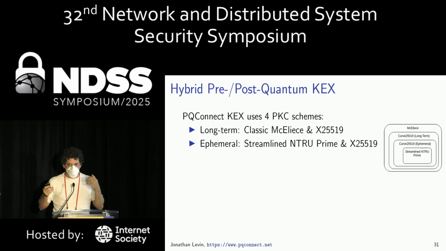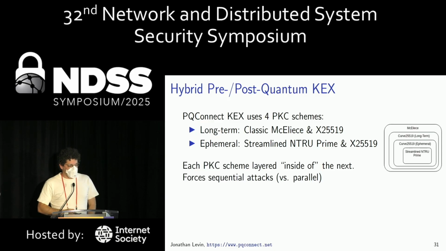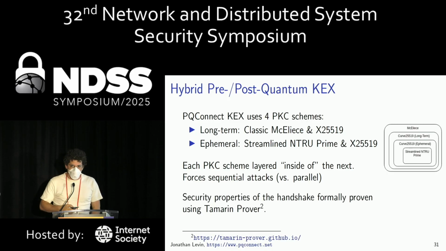And we're using both pre-quantum and post-quantum schemes so that, if any future attacks against the post-quantum schemes are discovered, at least we don't have anything worse than what is state-of-the-art today. Oh yeah, and we also modeled the handshake message in Tamarin and proved some security properties about it, and of course that's in the paper.